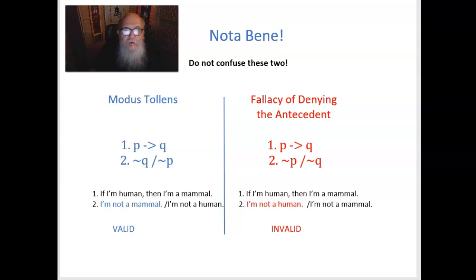Remember, we also learned not to confuse these two forms, modus tollens and the fallacy of denying the antecedent. We learned that P then Q, not Q, therefore not P, is not the same as P then Q, not P, therefore not Q. If I'm a human, then I'm a mammal. I'm not a mammal, so I'm not a human. It's not the same as if I'm human, then I'm a mammal. I'm not a human, so I'm not a mammal. That wouldn't make any sense.